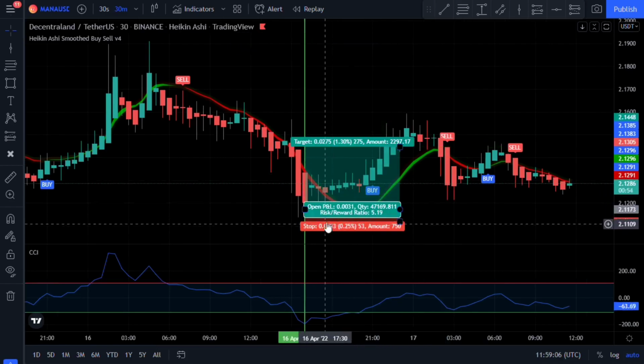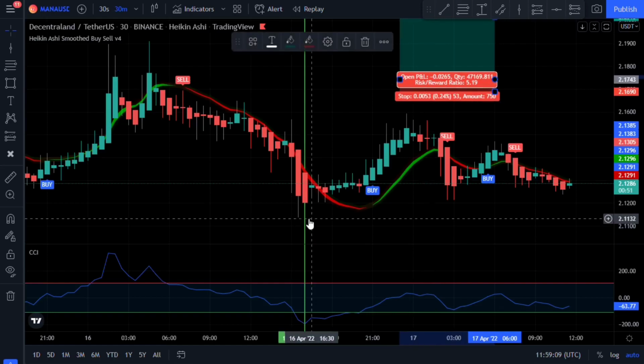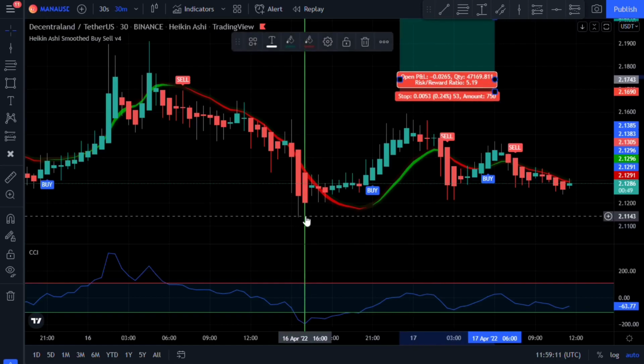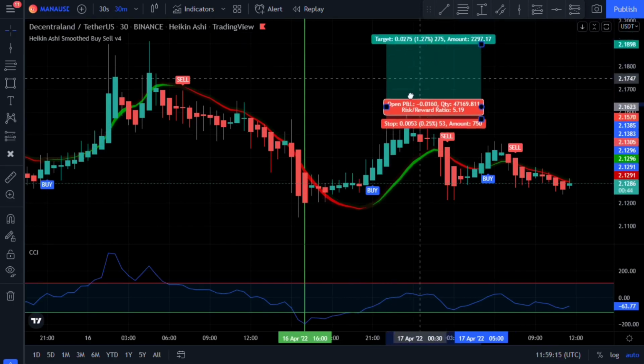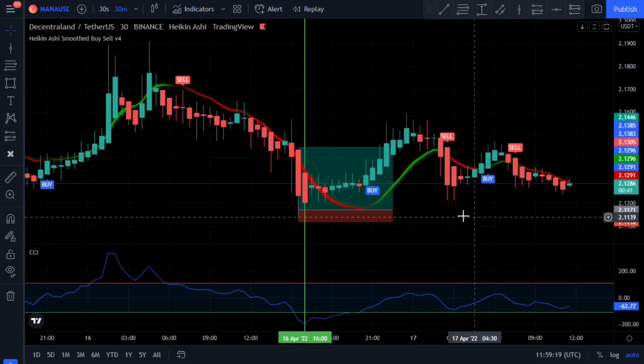Note here, how accurate the signal this strategy sent. It was in the shadow of this candle that it issued us a buying position. This was a secret in the strategy that I taught you.